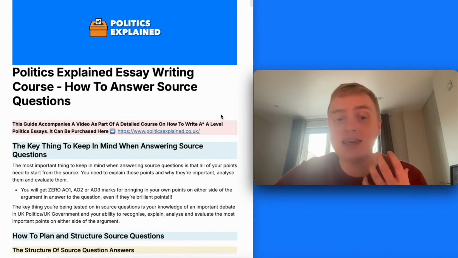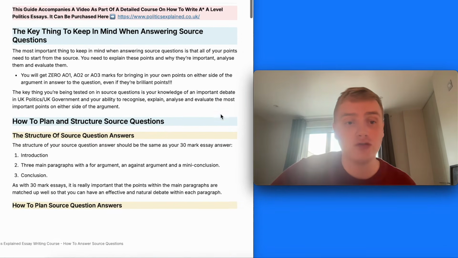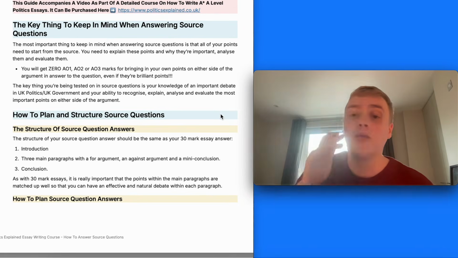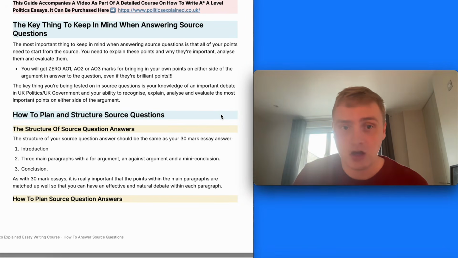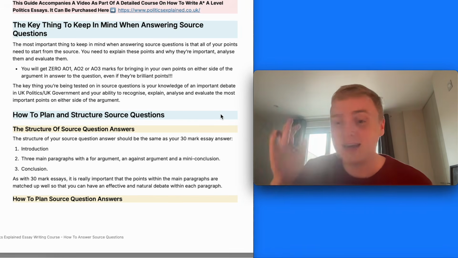Starting off then, the key thing to keep in mind when answering source questions is that all of your points need to start from the source. You need to explain these points and why they're important, analyse and evaluate them, but crucially, you're going to get 0 AO1 knowledge, AO2 analysis, or AO3 evaluation marks for bringing your own points on either side of the argument in answer to the question. Even if they're brilliantly well explained points, you're getting no marks for them.